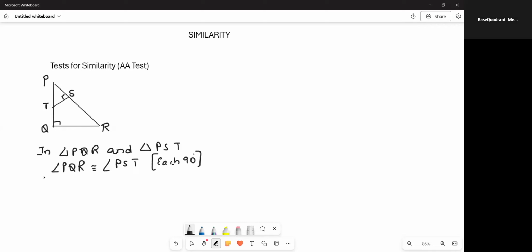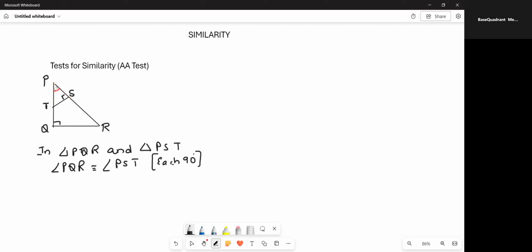Each 90 degrees. What else? What other pair of angles do you see are congruent in these two triangles? You can see that angle P is a common angle to both the triangles. For the big triangle, this angle is angle QPR, right? QPR. And for the small triangle, it is TPS.